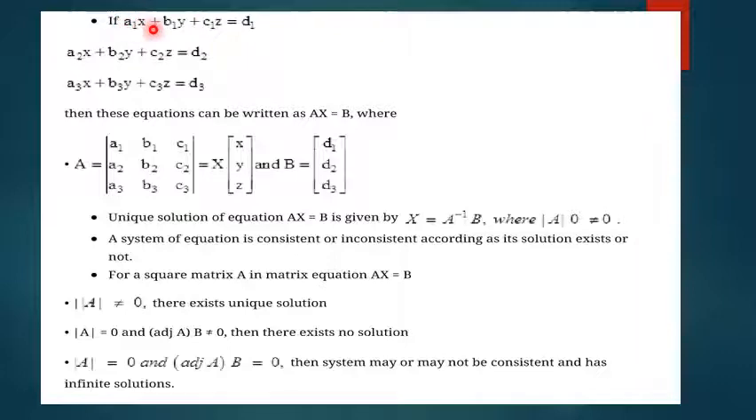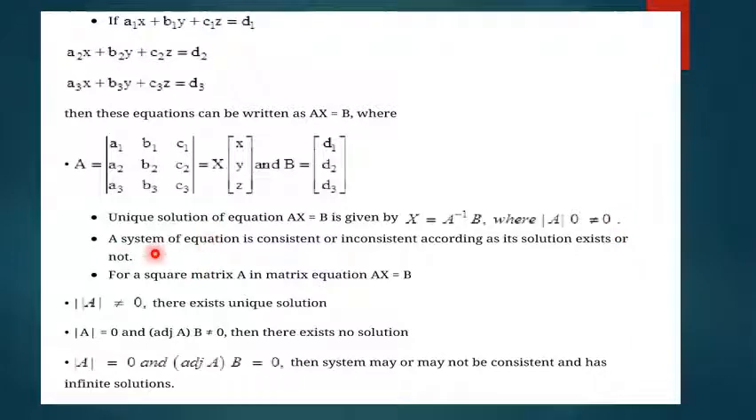Then if a1x plus b1y plus c1z equal to d1, and these are the equations given, then we can write this in determinant form. Then these equations can be expressed as AX equal to B. A is this, X is this, and B is this. The unique solution of the equation AX equal to B is given by X equal to A inverse B, where mod of A is not equal to 0.